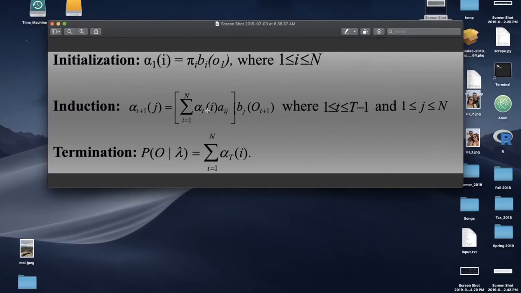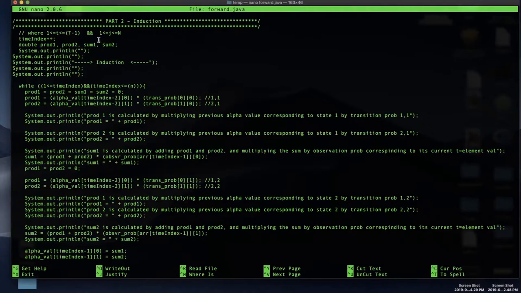See, we have A, this is transition probability, times alpha value, and then those two different sets are added together, giving us a sum, and we multiply that sum times the observation probability given the element value, and that will give you one alpha value. And we need two alpha values per element, so we do this process again. That's why we need two sum values, sum one and sum two. And then we clear prod 1, prod 2, because we're going to reuse product 1, product 2 for the second alpha value that we're computing for our observation element.